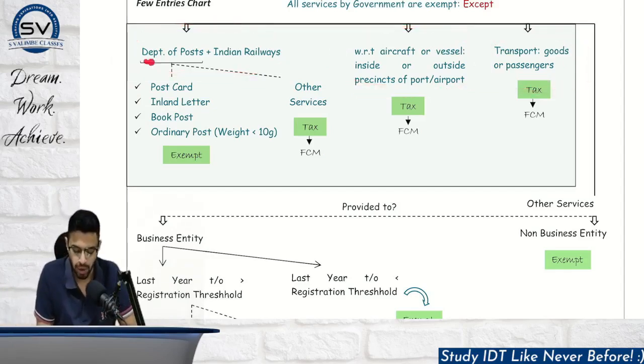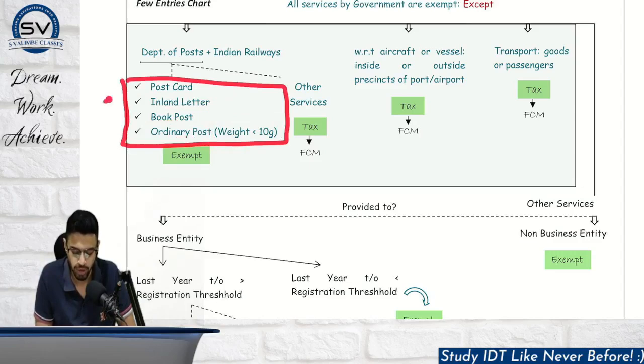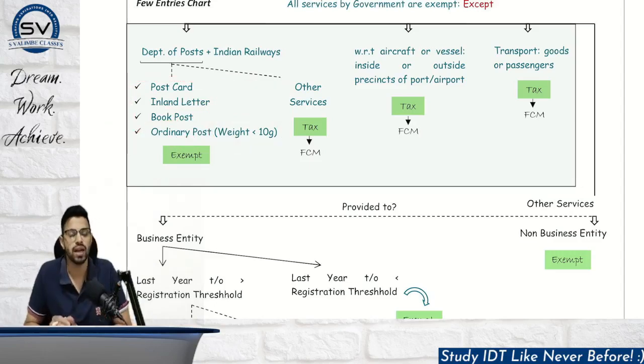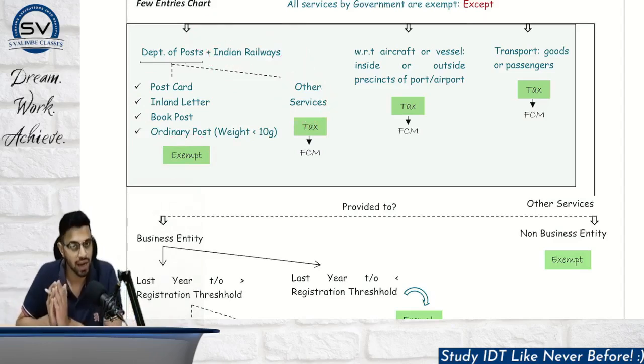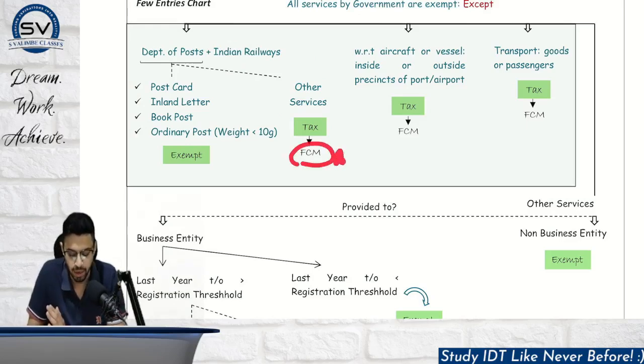Now, with respect to Department of Post, there are still some exemptions available. First, services with respect to postcard, inland letter sending, book post and ordinary post of very small weight. Small weight means less than 10 gram. So if you are taking services of Department of Post with respect to these 4 items, then still you will enjoy exemption. It won't be taxable. But all other services by the Department of Post and all services of Indian Railways are taxable, and this is taxable under FCM.